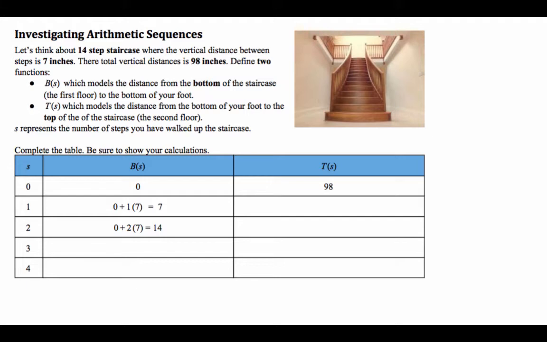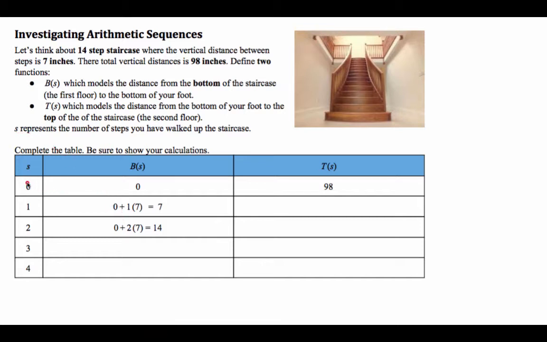Okay. Well, let us assume that there are 14 steps, with vertical distance between steps of 7 inches, and the total vertical distance is 98 inches. And there are two ways of looking at this. One, we measure from the bottom. We call that b sub s. And we measure from the top. We will call that t sub s, right? And s will represent the number of steps you take.